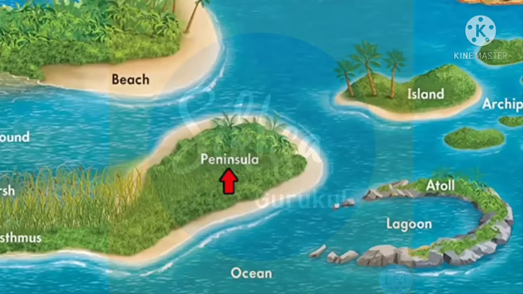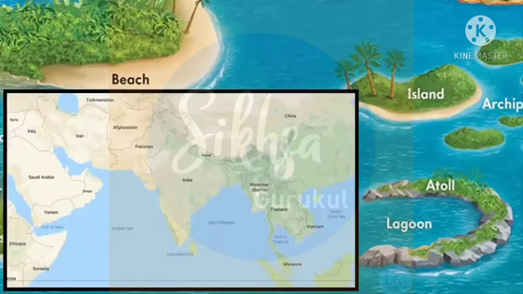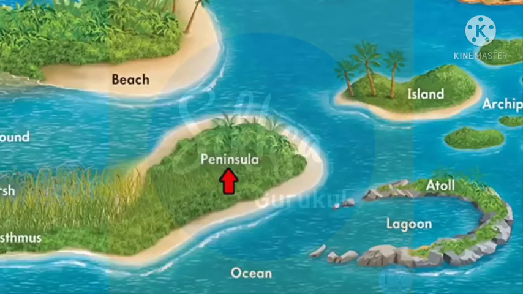The next one is peninsula. Now what is a peninsula? It is a piece of land that is surrounded by water on 3 sides, but the 4th side is connected to the mainland. For example, India is a peninsula country because it is surrounded by the Bay of Bengal in the east, Arabian Sea in the west, and the Indian Ocean in the south. The 4th side is attached to a larger body of land.